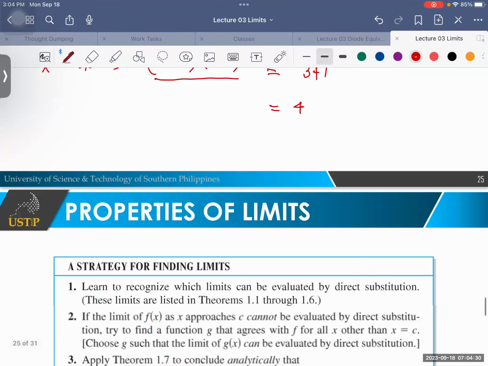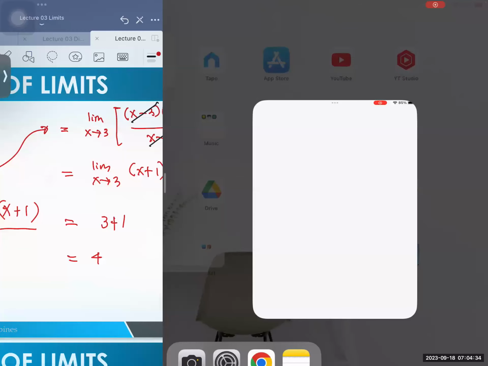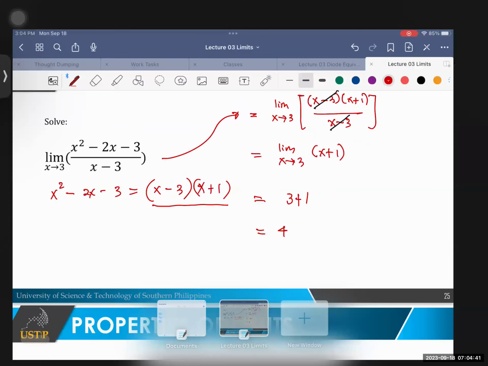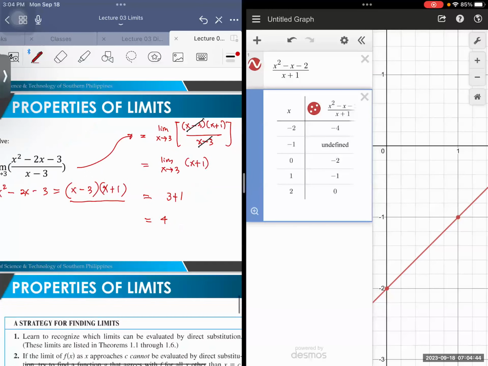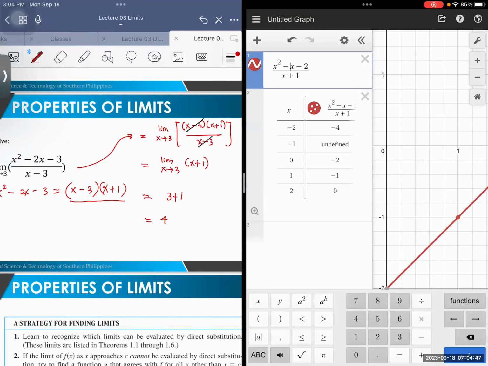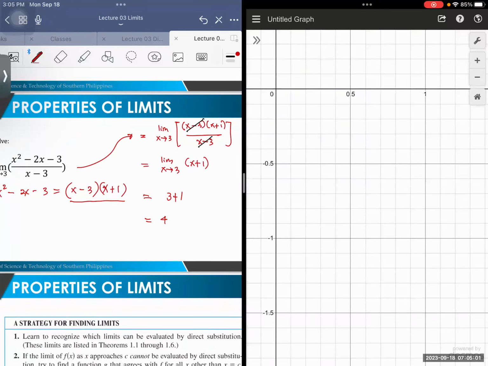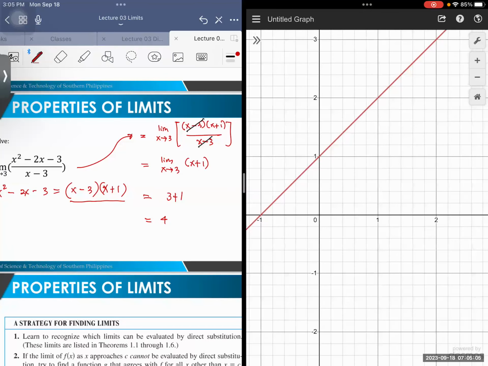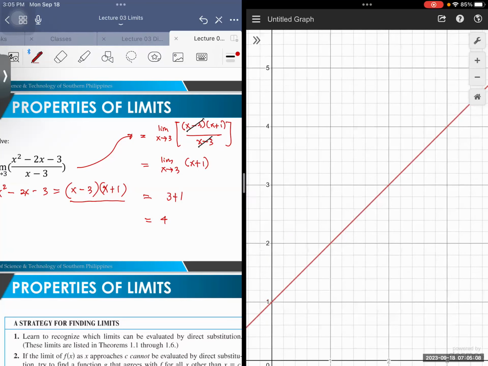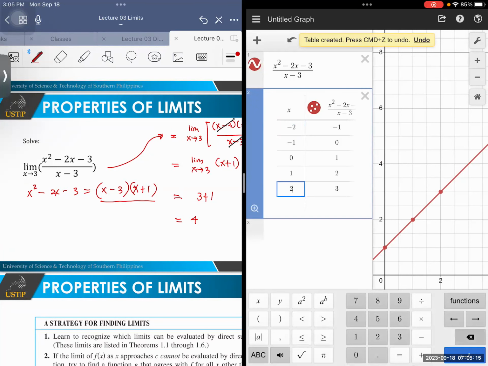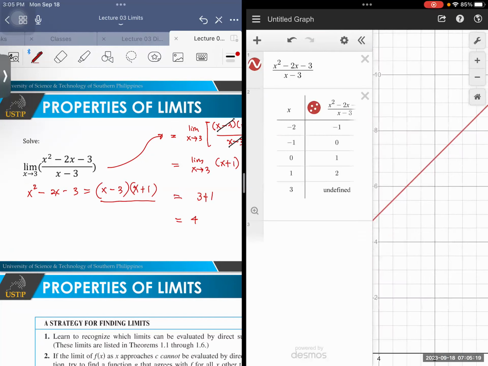So let's see the graph. So this is the graph, class. This is x minus 3. Okay, so the answer is as x approaches 3. Let's look at the table so you can see the definition.